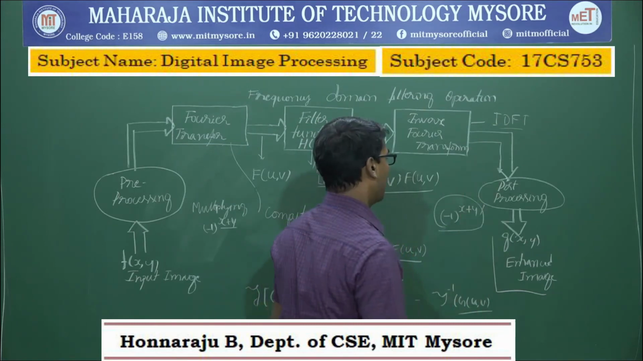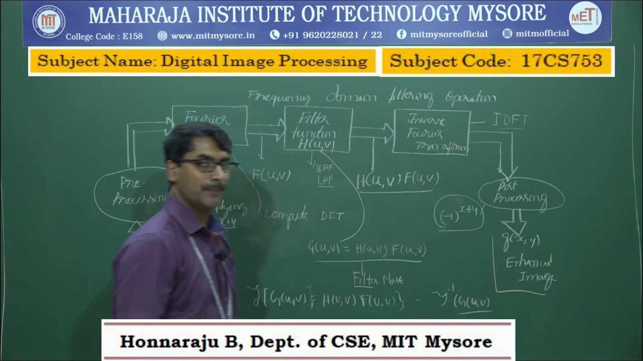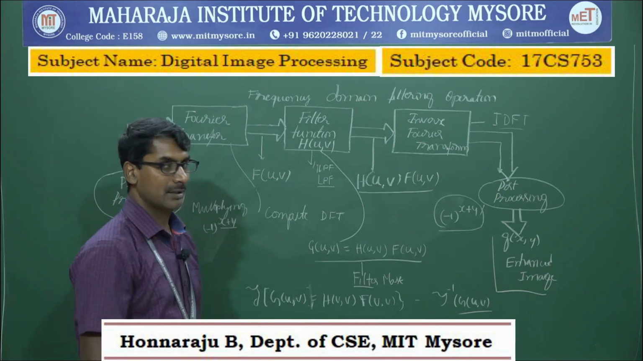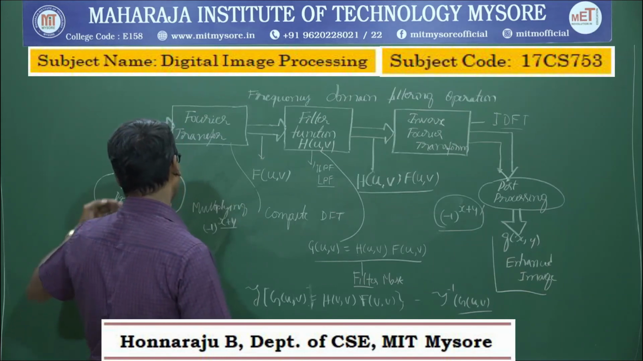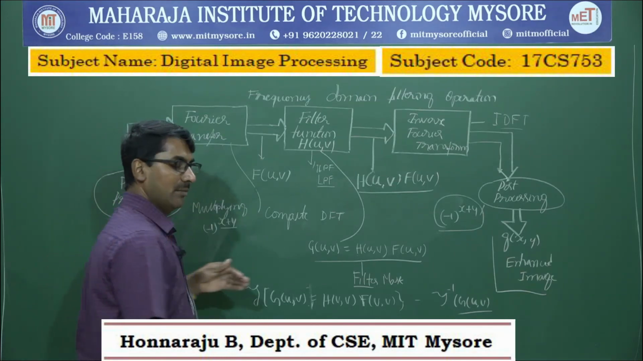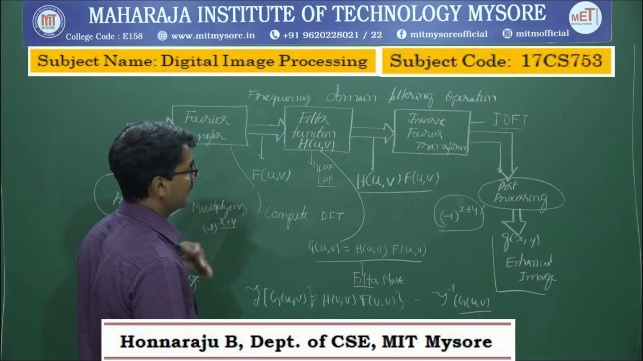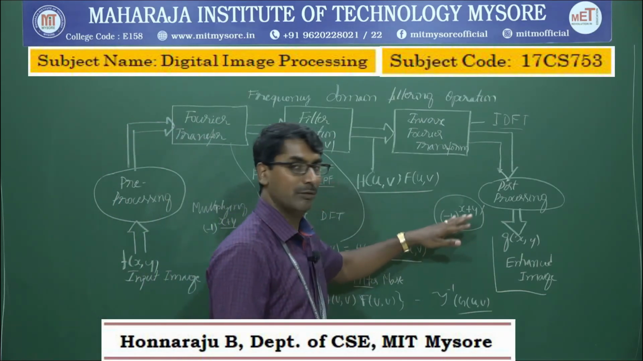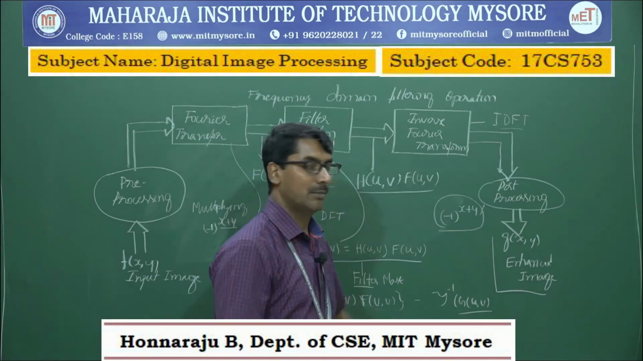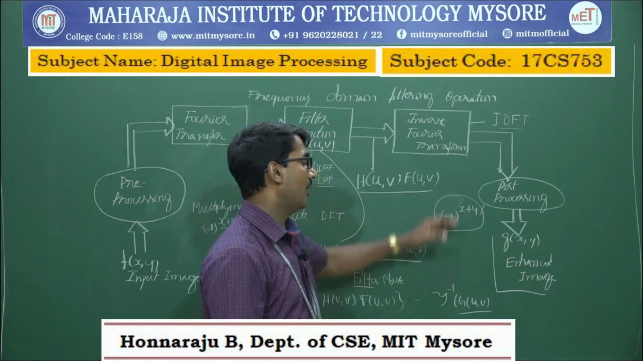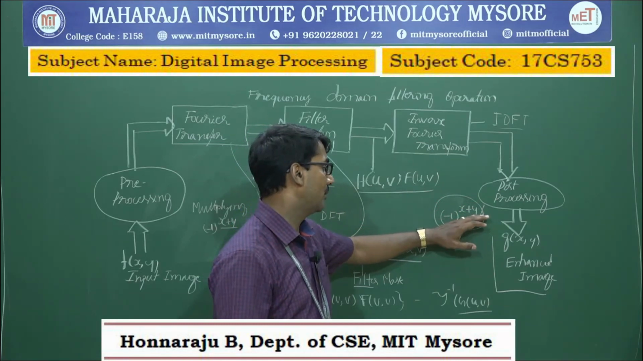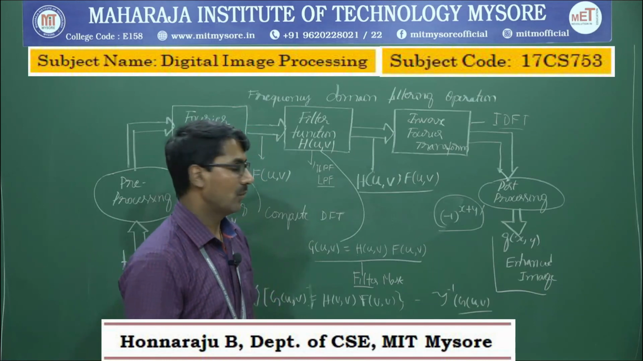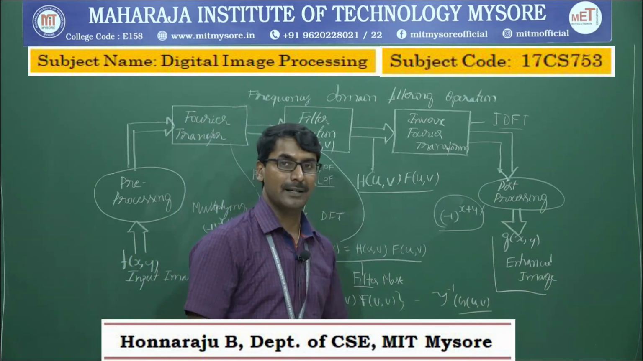After getting the output, we do the post-processing operation. It is required because at the beginning, in the pre-processing step, the input image is multiplied with minus 1 to the power of x plus y. To cancel that multiplication, in the post-processing step we multiply by minus 1 to the power of x plus y. After that, we get the output g of x comma y, which is the enhanced image.